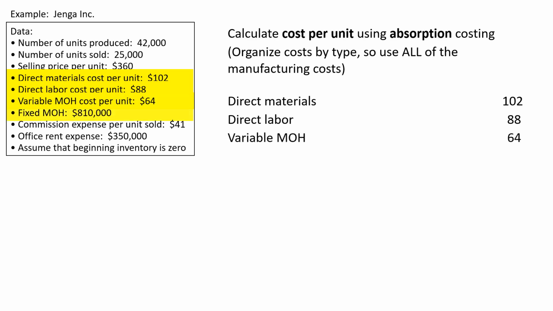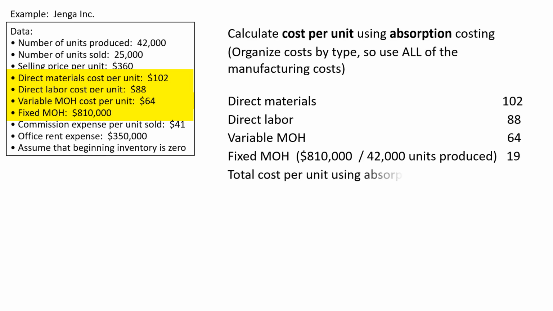Fixed manufacturing overhead, $810,000. Since we need to know the cost per unit, we'll need to do some math to get fixed manufacturing overhead per unit. $810,000 divided by 42,000 units produced is $19 per unit. Our total cost per unit using absorption costing is $273. Using absorption costing, each unit that we produced cost us $273.